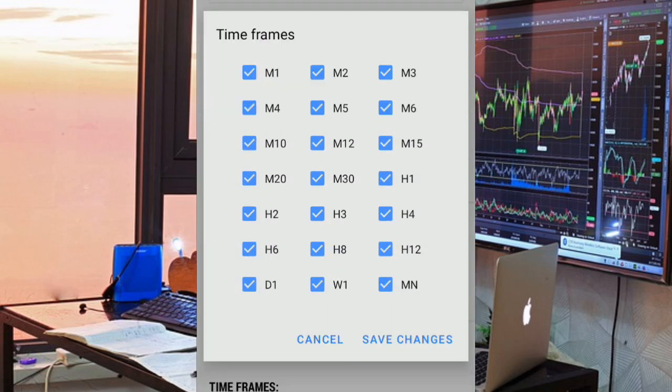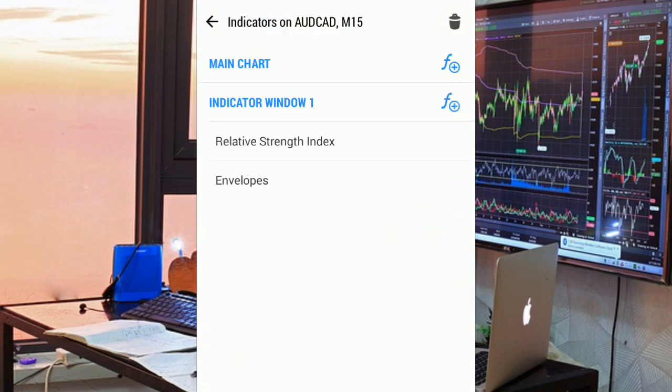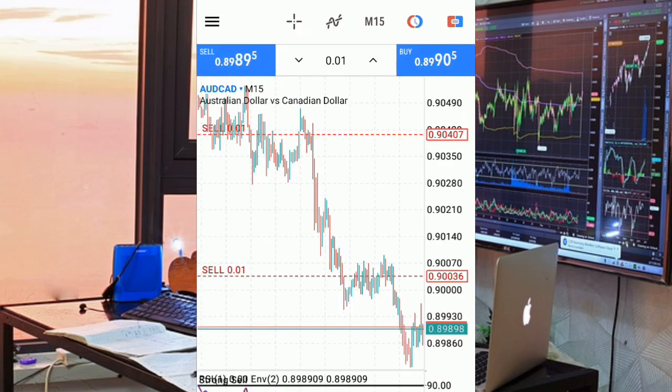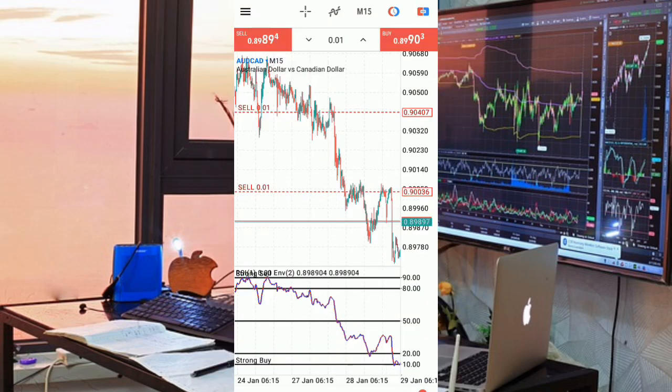So make sure that all time frames are there, my friends. So that is how we're going to get to these 2 indicators that we're going to use. Otherwise, guys, this is simple.